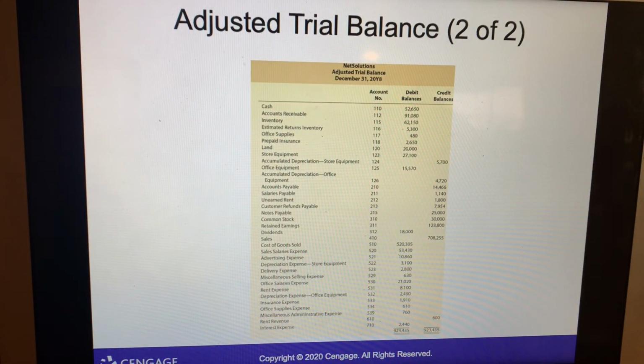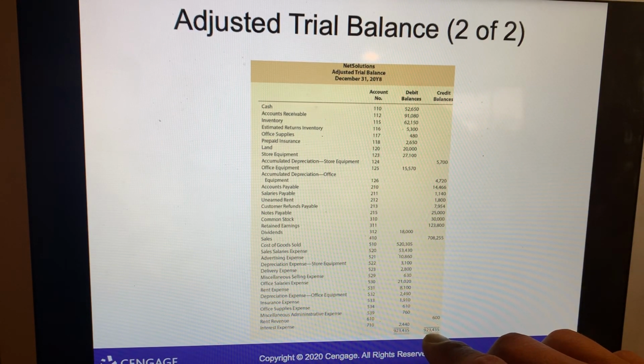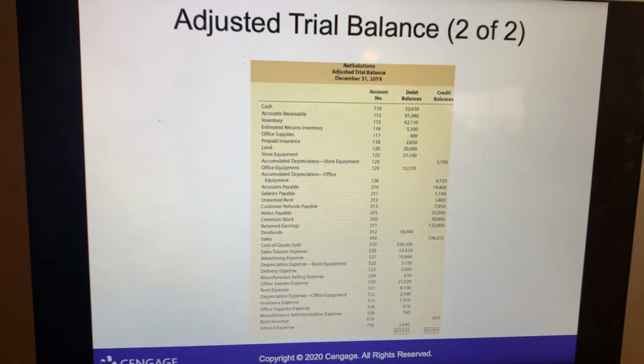So here are all of the adjusting entries, and the nice thing is the debit balance is $923,435 and the credit balance is $923,435. So in the previous slides, we went through this and created an unadjusted trial balance and then the final balance.